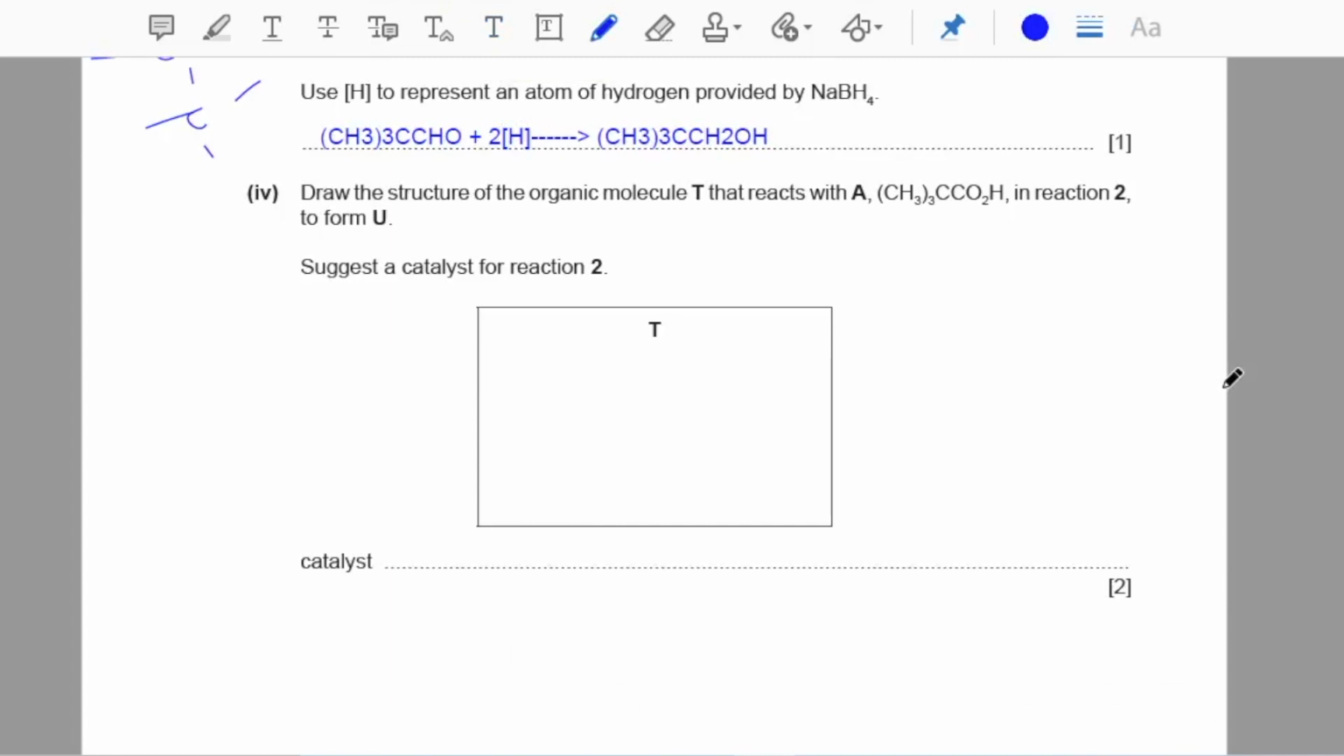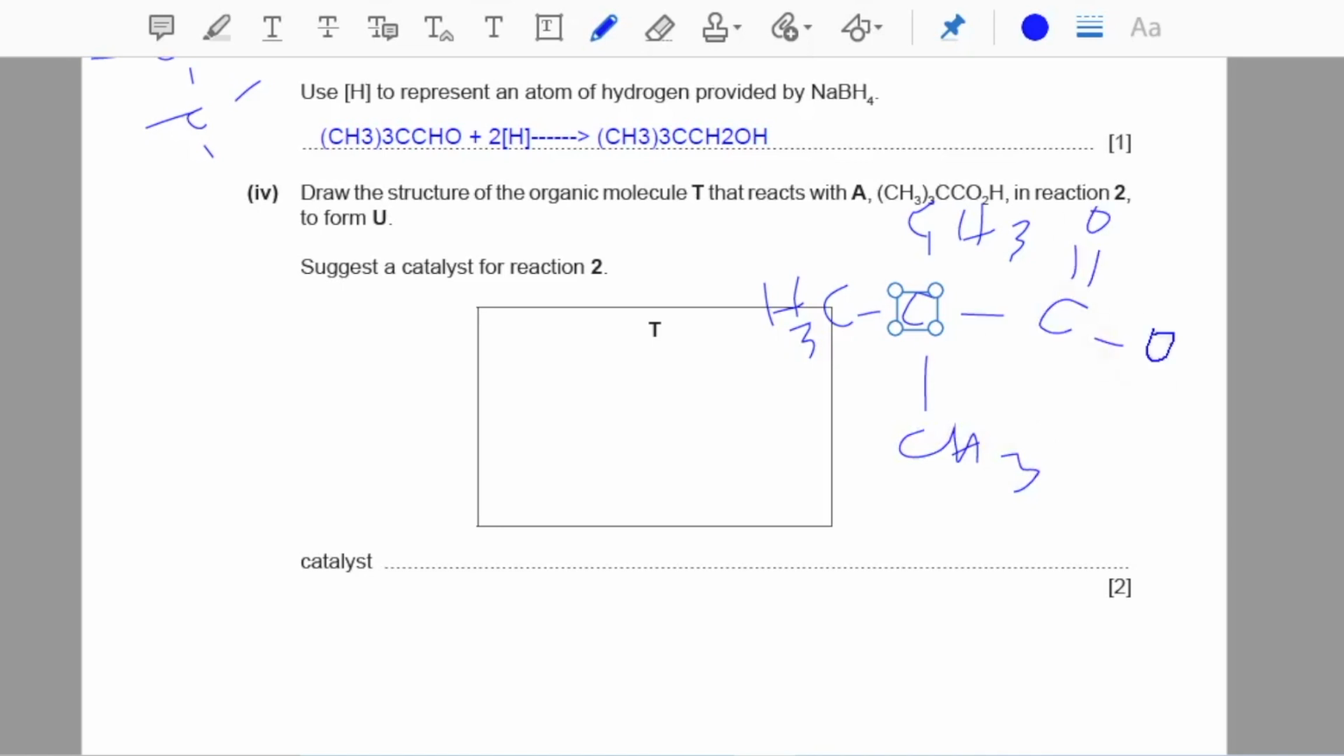Draw the structure of the organic molecule T that reacts with A in reaction 2 to form U. Suggest a catalyst for reaction 2. Okay, so A is a carboxylic acid. It has got a carbon bonded to 3 methyl groups, and then the carboxylic acid functional group. Then it reacts with some kind of reagent and produces U, which is an ester.